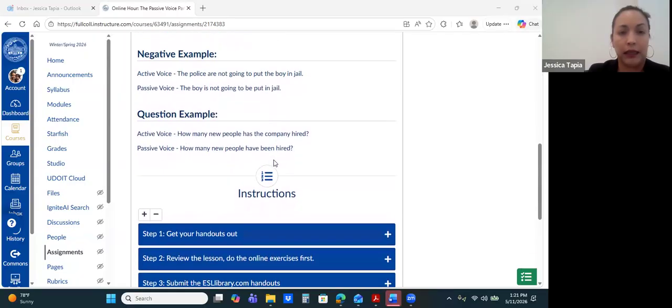So now let's look at the negative example. The negative. And if you're following along with your piece, we are looking at page 8 now. Page 8 has the negative.